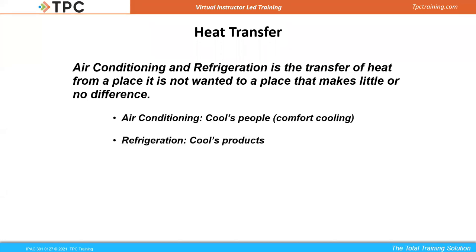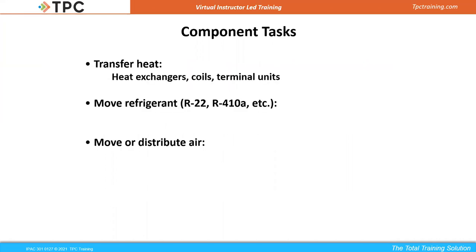So air conditioning is going to cool people. Refrigeration cools products. To move the heat from one place to the other, we're going to have what we call heat exchangers. With heat exchangers, we're moving heat from one place to the other. And our basic problem with air conditioning, the number one mechanical problem for air conditioning not working properly, is fans, ductwork, and air handlers. If you don't have air movement, you're not going to have any air conditioning.